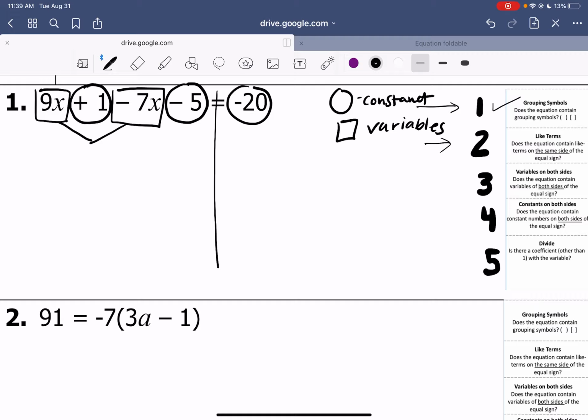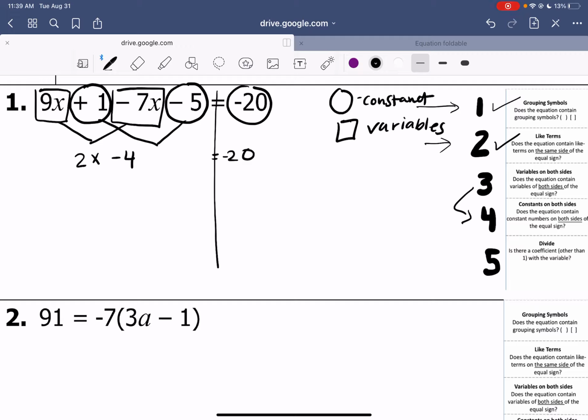I'm going to combine without changing any signs. So 9x minus 7x gives me 2x. And then 1 minus 5 gives me a negative 4. And that equals negative 20 on the right side. So we've combined our like terms. And then we ask ourselves, do we have variables on both sides? No, we don't. So we're just going to go down to the next problem.